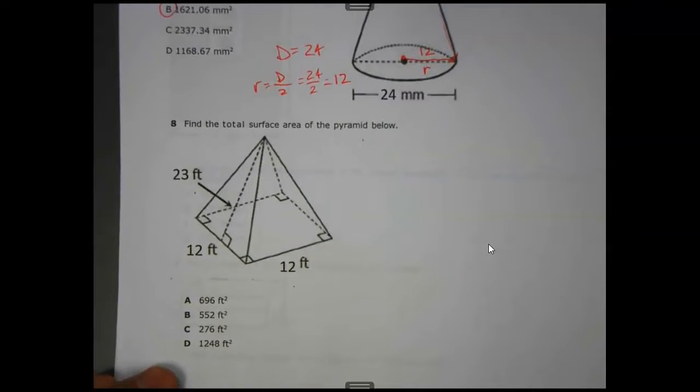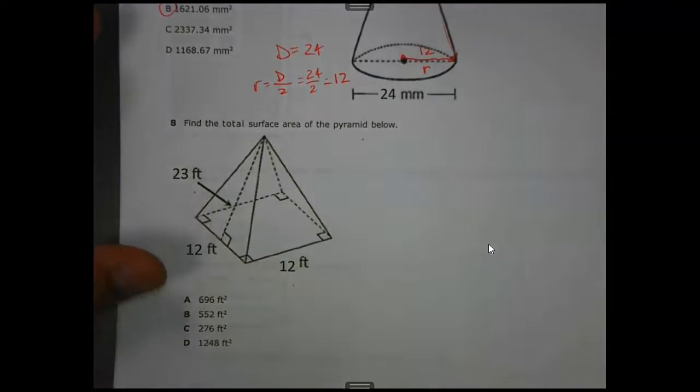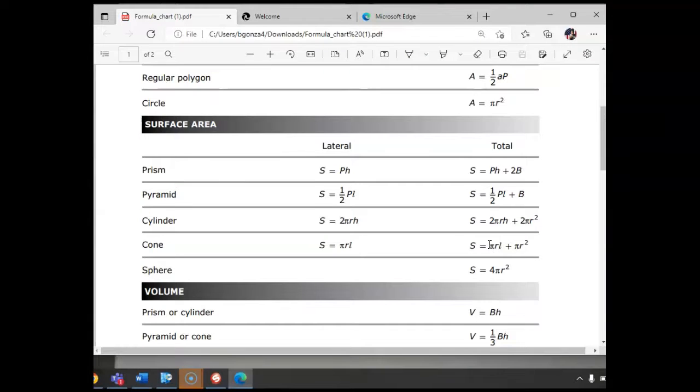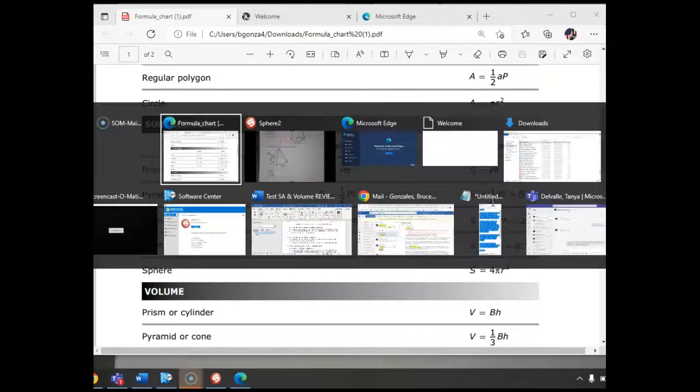Cool. Next, total surface area of the pyramid below. Now, I need to find the total surface area formula of a pyramid. So if I'm here, pyramid, total surface area is 1/2 P L plus B. 1/2 P L plus B.